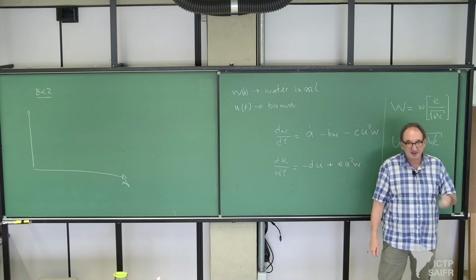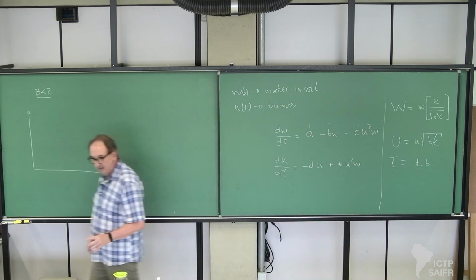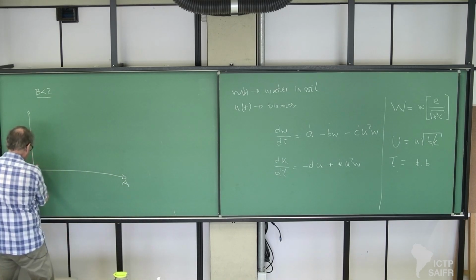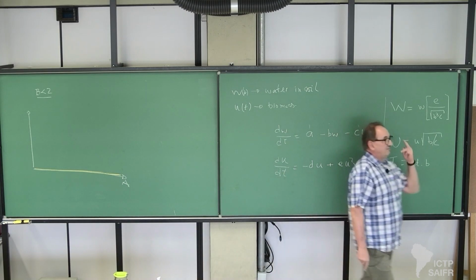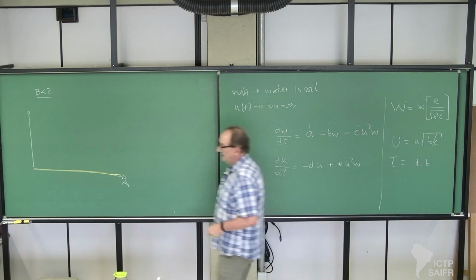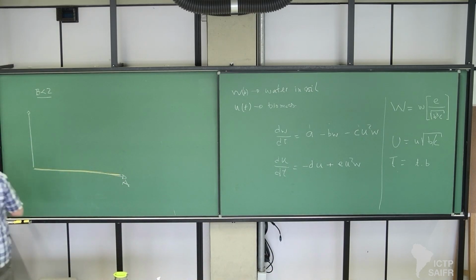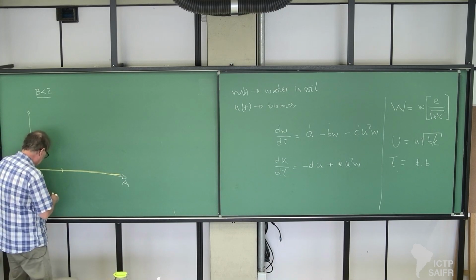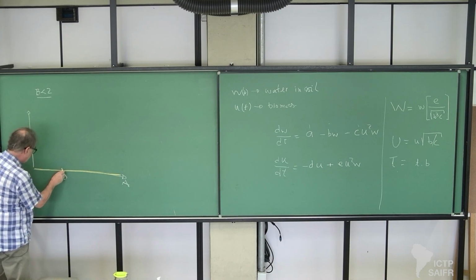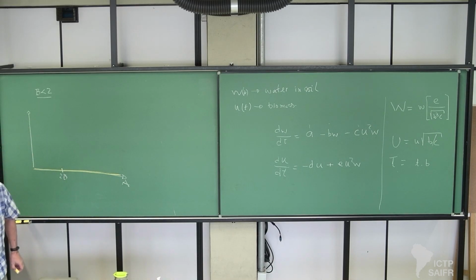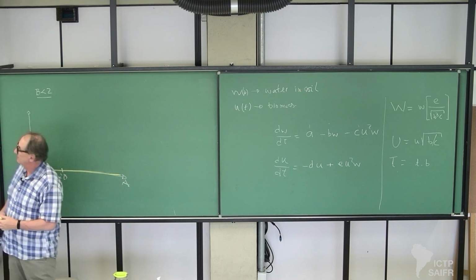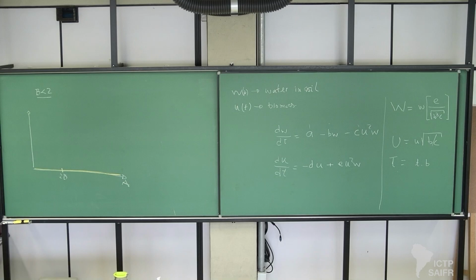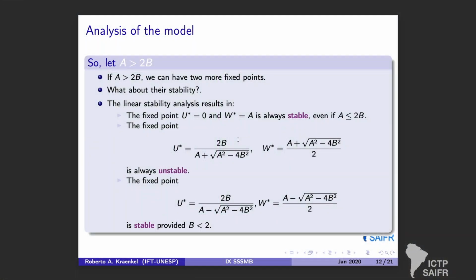Now, there is one fixed point that is always stable for any value of A, which is zero vegetation cover. Then we had 2 other fixed points if A was bigger than 2 times B. If you put this value, 2 times B, here, in this region you have only one fixed point. But if A is bigger than 2 times B, there is another fixed point here, the one that I had shown before, which disappeared.